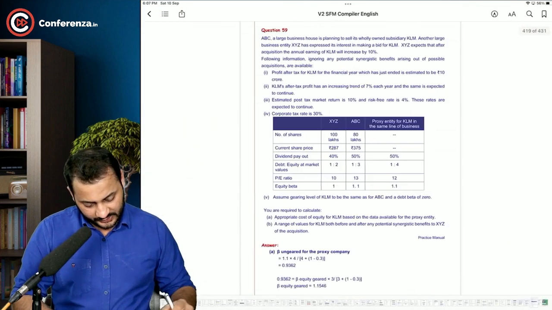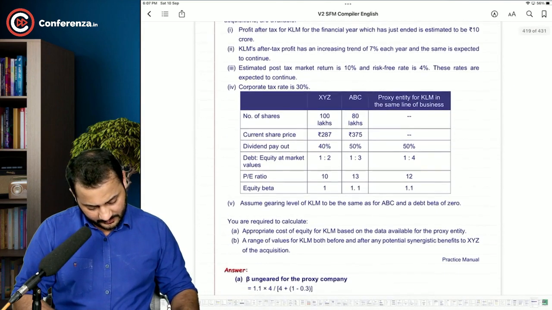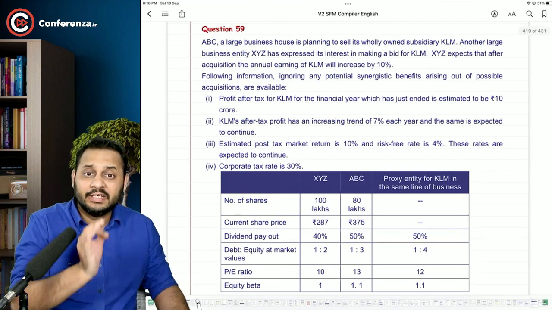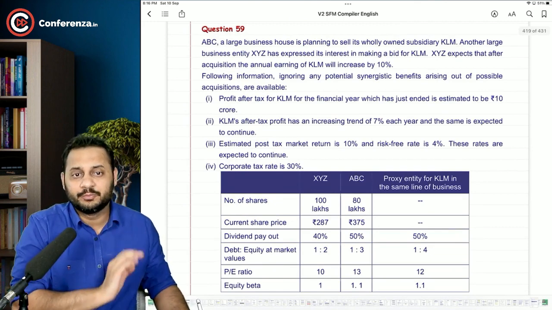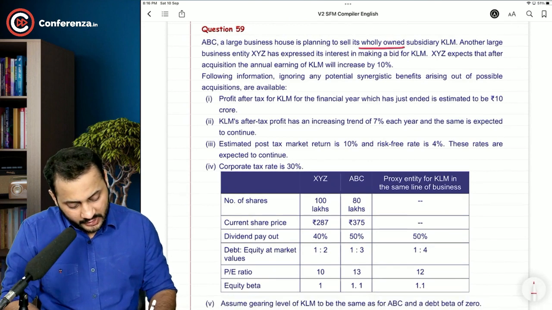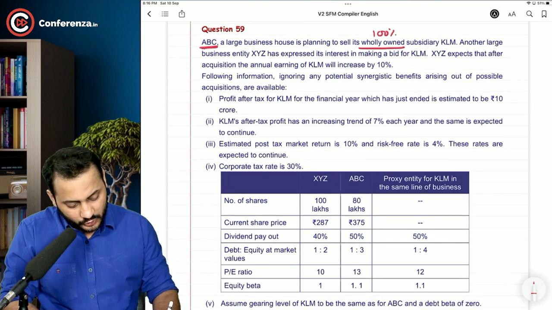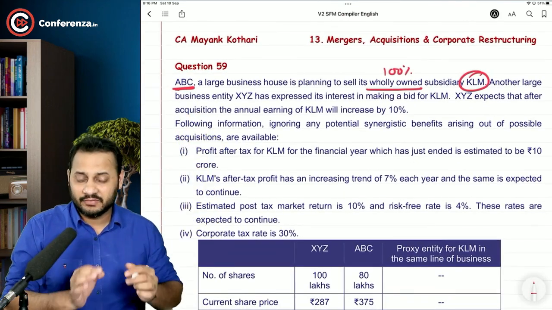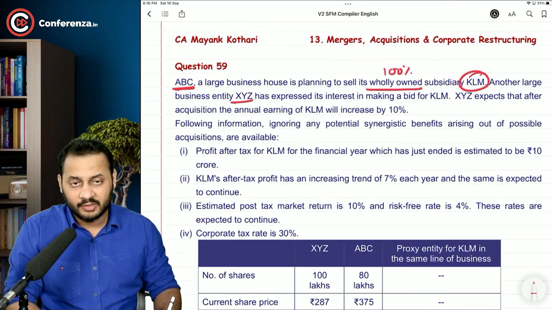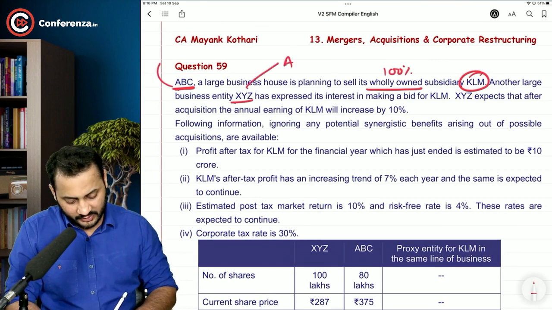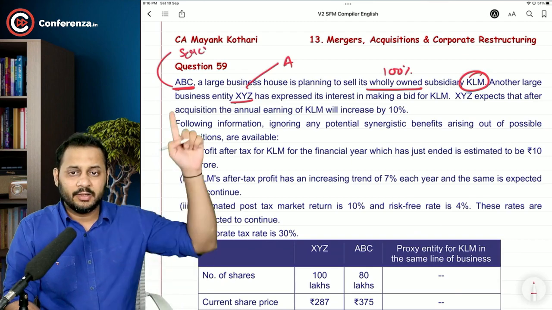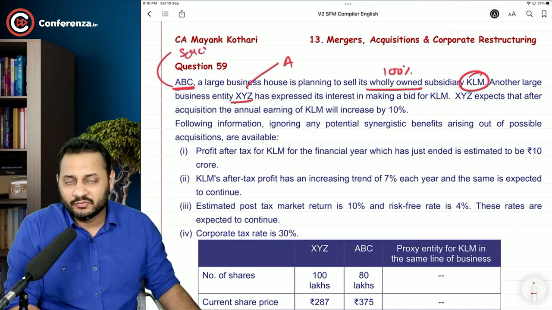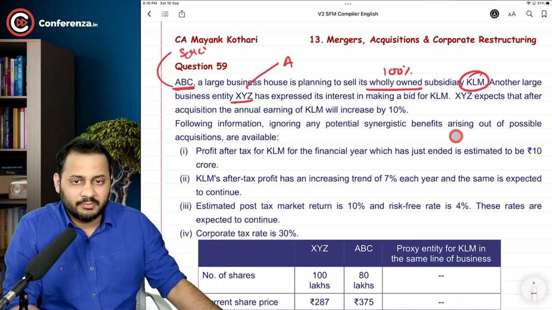Okay, sir. Let's move on to the next question now. That is question number 59. ABC, a large business house, is planning to sell its wholly owned subsidiary. Wholly owned, 100%. ABC wants to sell the subsidiary named KLM. Another large business entity, XYZ, has expressed its interest in making a bid for KLM. So XYZ is going to be the acquirer, and ABC is the seller. ABC is not selling its entire company, it's just selling one of its divisions, that is, one subsidiary KLM. XYZ is the buyer in this case.